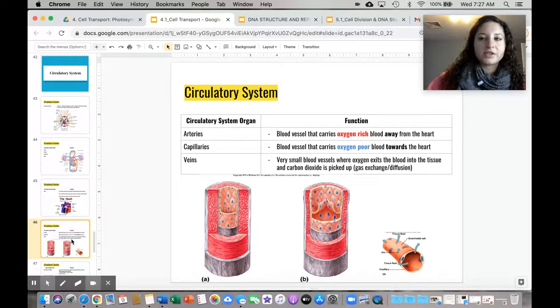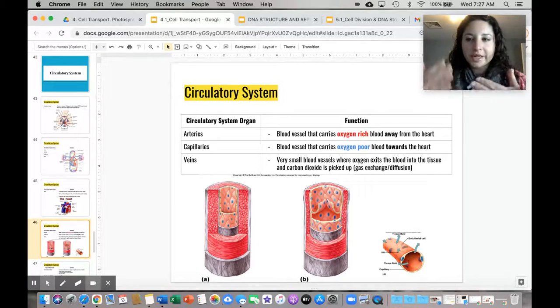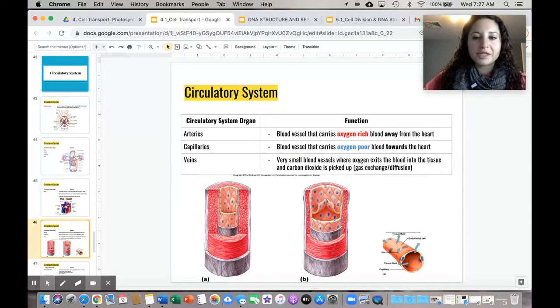So like I said, the heart's job is to circulate the blood, to pump the blood. But now we're going to talk about the different blood vessels, or the different tubes that the blood flows through in order to let this circulation happen. So there are 3 types of blood vessels: arteries, capillaries, and veins.